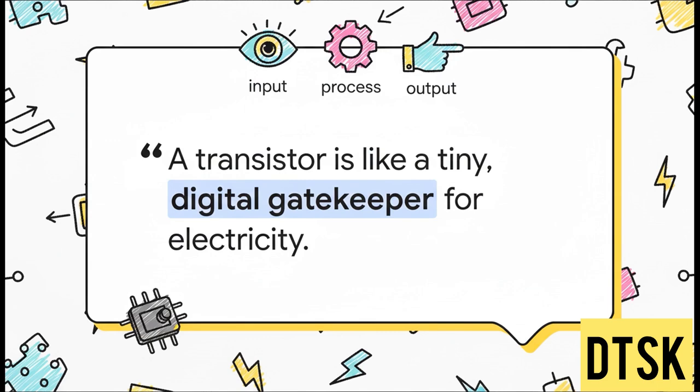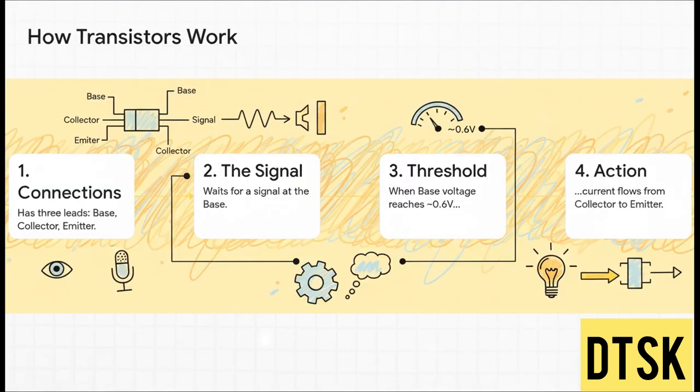The book has a great analogy for this. Just think of it as a tiny digital gatekeeper for electricity. It just sits there, waiting for the right password before it lets anything through. So how does our little gatekeeper work? It's got three little legs, or connections. The one we really care about right now is called the base. So when a tiny little electrical signal, we're talking just about 0.6 volts, shows up at the base, that's the magic password. That tiny signal opens the gate, and whoosh, a much bigger current can flow through the other two connections. It's basically an automatic switch, but with zero moving parts.